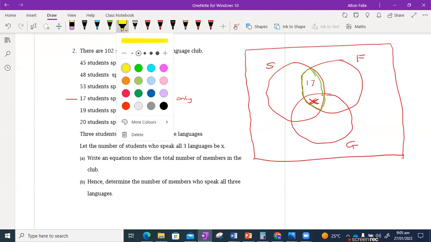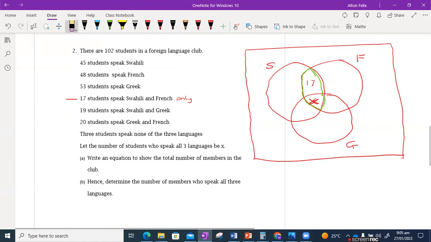So let me first of all take out this 17 because that is in the wrong place. They did not say only. 17 speak Swahili and French. So it means that the entire overlapping region would represent both Swahili and French, including, watch how the S and the F circle intersect, including that x region there. That's what the 17 referred to.